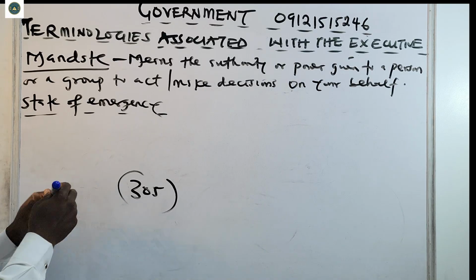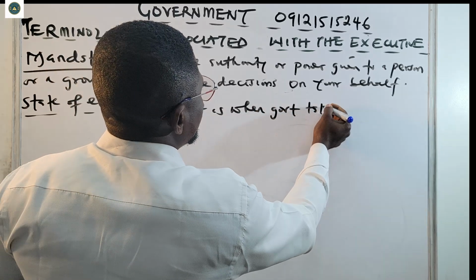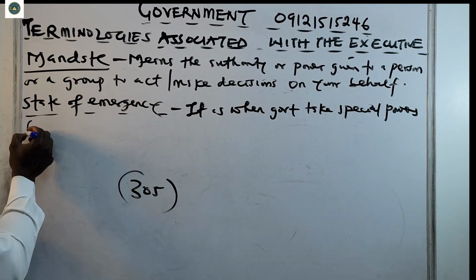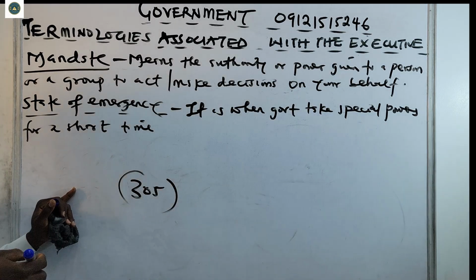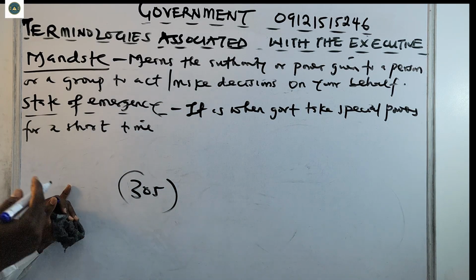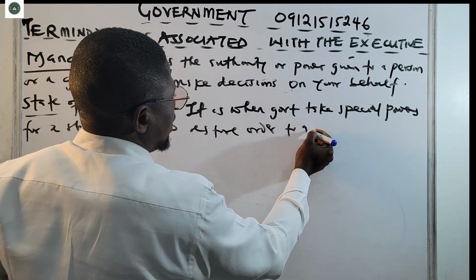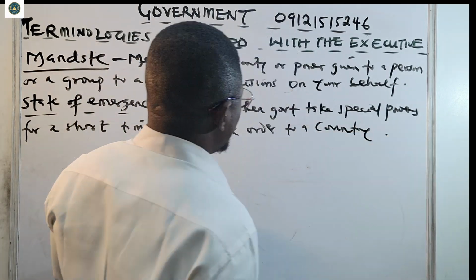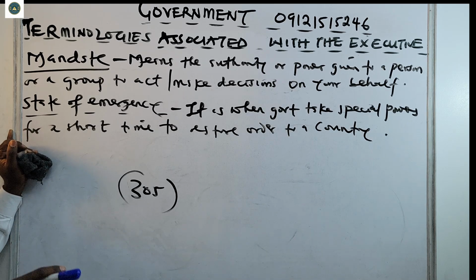So it is when government takes special powers for a short time in order to restore order to a country, or to a particular area. So that is what a state of emergency is: when government takes special powers for a short time to restore order to a particular area or to a country.